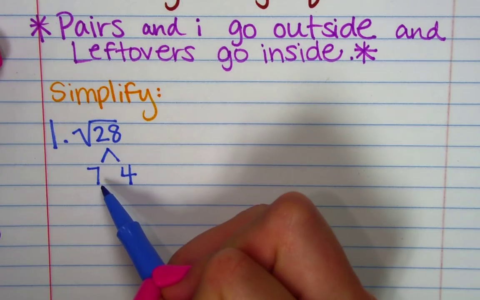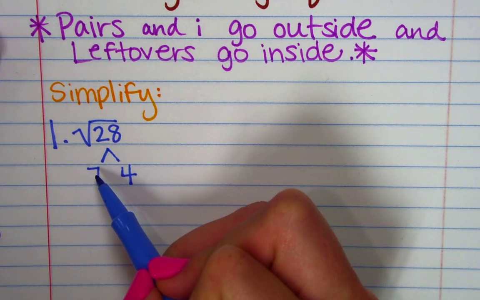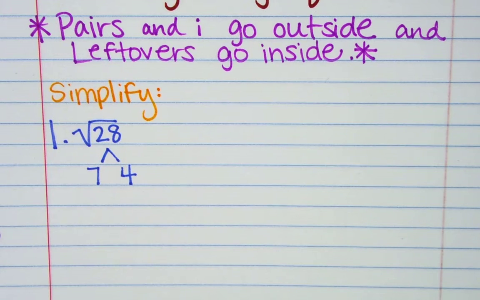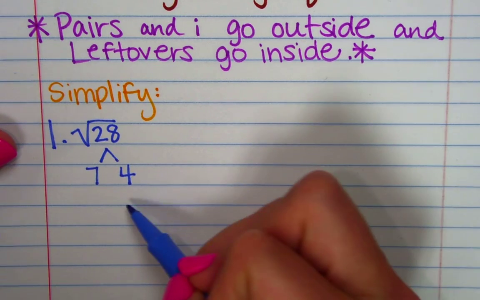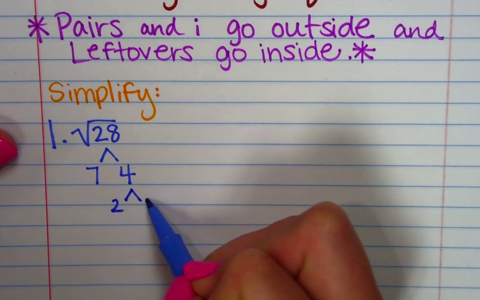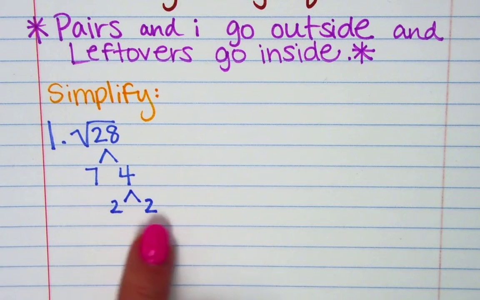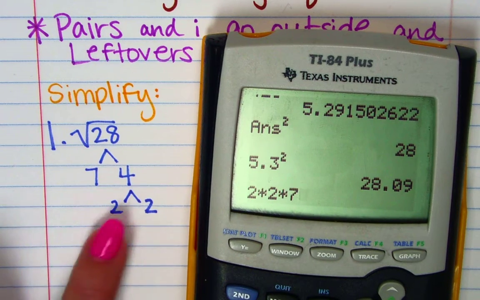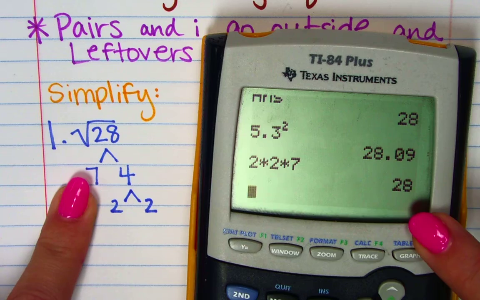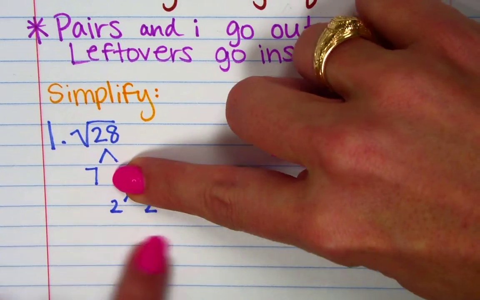7 is a prime number. You know what that means? It can't be divided by anything but itself and 1. 7 and 1 are the only 2 factors. 4 is not a prime number, though. What multiplies to make 4? 2 and 2. Good. Now, 2 is a prime number. So all the ends of my branches are prime numbers, and you can check them. If I do 2 times 2 times 7, I get 28. That's just a way to make sure that you have it right. We're looking at just the ends. That 4 is not part of it, just the ends of my branches.